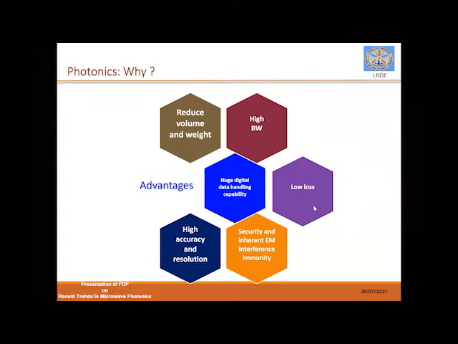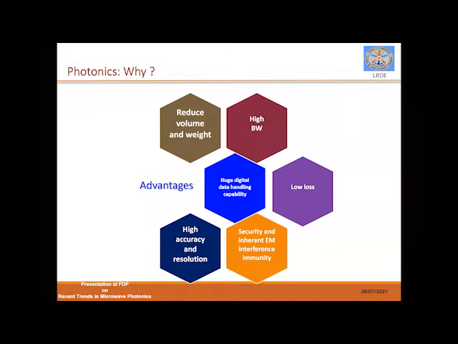And similarly, it is low loss. In the conventional case, since I am from the radar background, I always have a tendency of taking an example from that background. If we take conventional RF cables, on average we have 1 dB per meter loss, whereas fiber cables are capable of providing even less than 0.1 dB per kilometer. So you can imagine the order of the loss when we are using fiber links itself. Now, I am talking in general about the photonic techniques, we can take this as a whole.